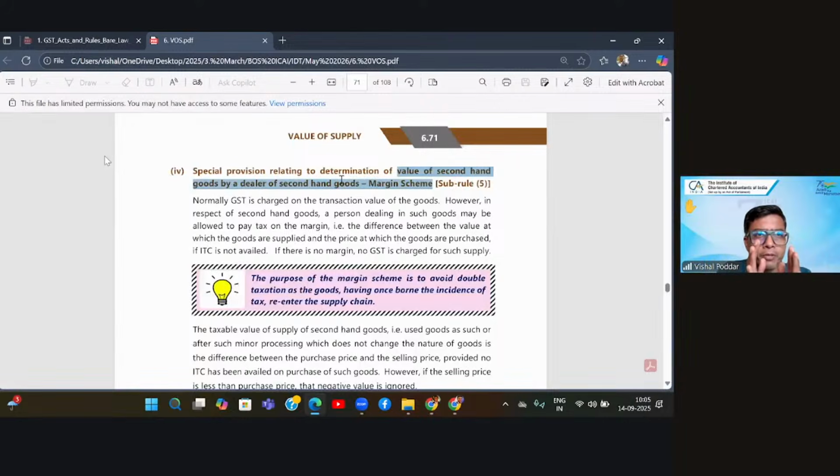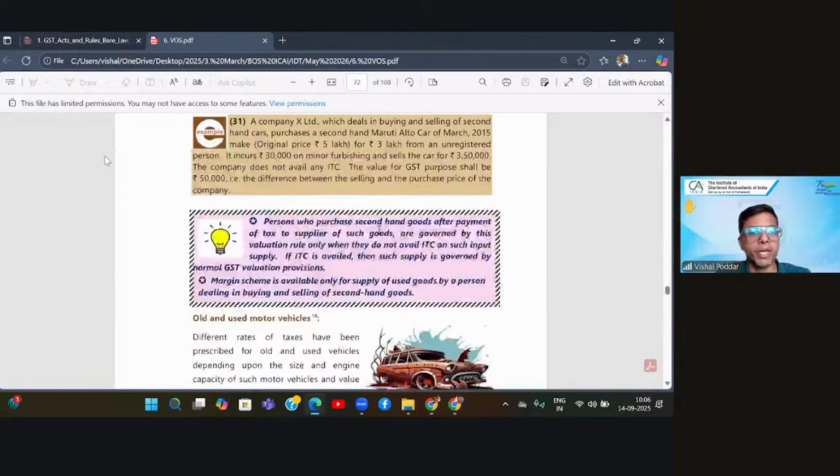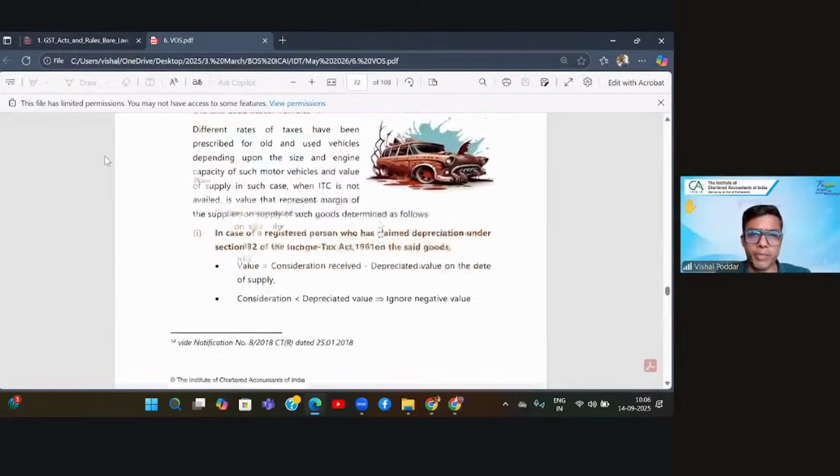So where does this margin scheme apply? Firstly, you should be a dealer of second-hand goods. Second, you have not taken the ITC on the purchase side. Then this margin scheme says you pay tax on the difference, that is 2.5 lakhs in my example. And if the difference is negative, no GST is applicable.